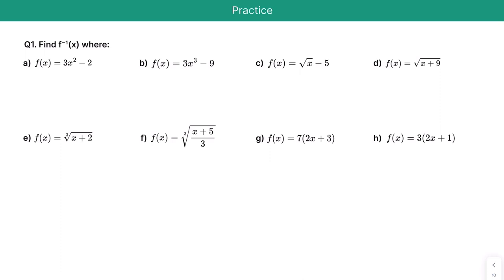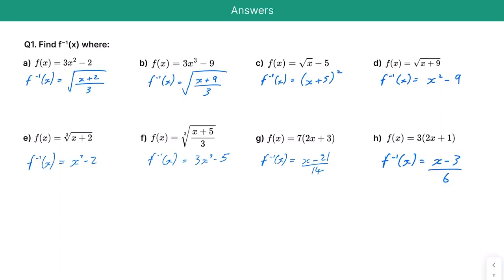That's it there. So here's some practice questions for you to have a go at. Press pause and have a go. Here are the answers. Mark your work.